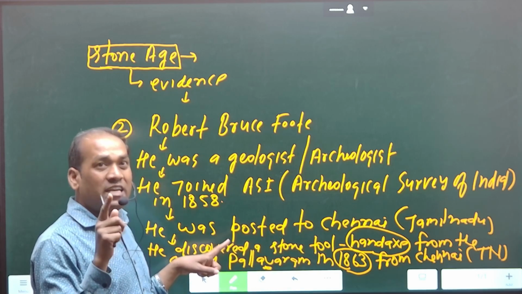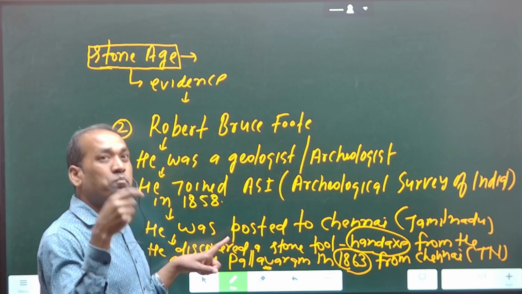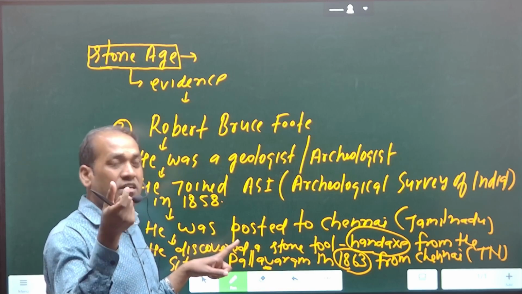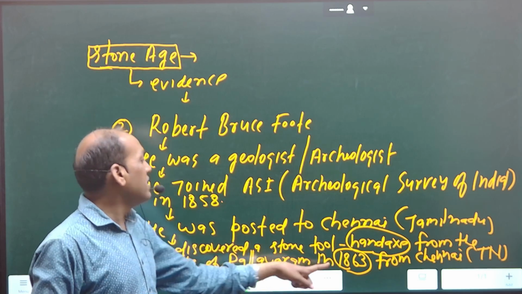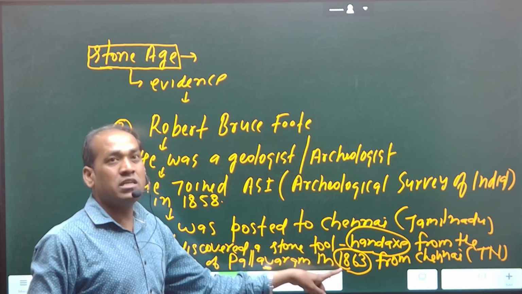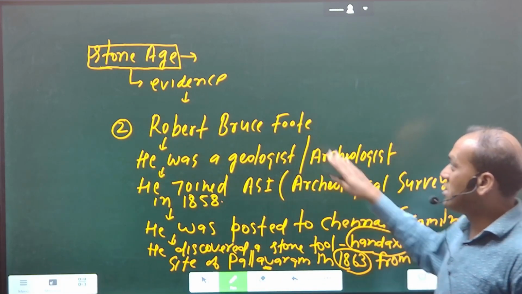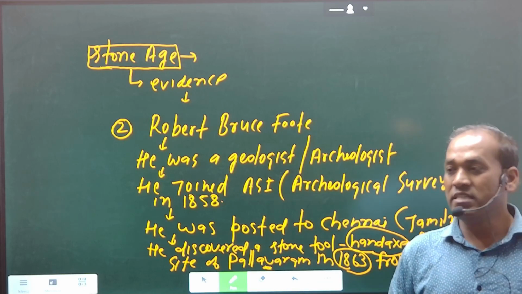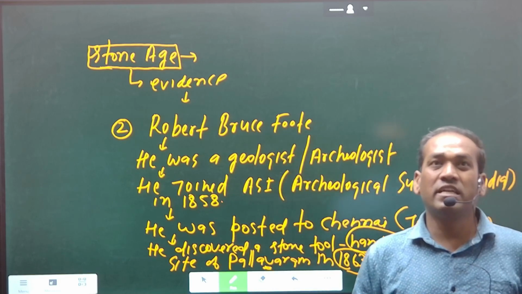And in which year did Robert Bruce Foote discover the hand axe from Pallavaram? You must know that Robert Bruce Foote discovered the hand axe from the site of Pallavaram in the year 1863. Sometimes the date is also asked. So I have just provided the two evidence which testify that the Stone Age existed in India.